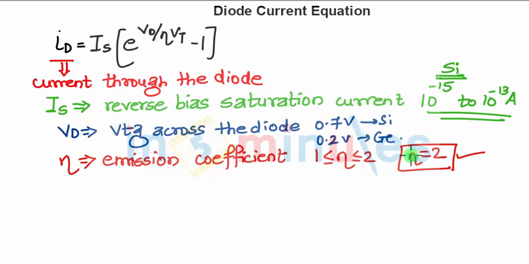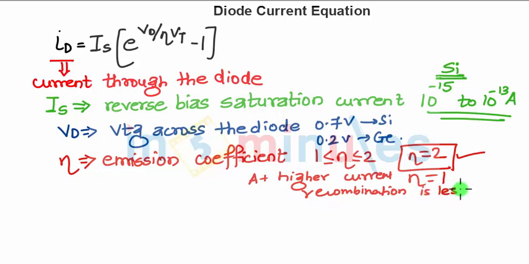If it is not specified, we will take the value of eta as 1. One more thing, at higher current levels recombination is less and hence we take the value of eta as 1. So at higher current recombination is less, so we take eta as 1, and at lower current recombination is more, so we take eta as 2. These are the two conditions where we decide the value of eta.